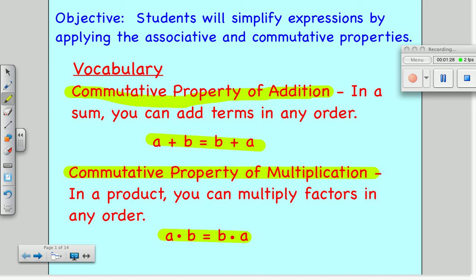Commutative means you can change the order and it's still going to net you the same result. So, regardless of what numbers these are, when I add in any order, I still get the same result. 4 plus 8 is 12. 8 plus 4 is 12. When I multiply, I get the same result. 8 times 4 is 32. 4 times 8 is also 32. That's the commutative property. Okay, pause if you need to, wherever you need to in the lesson, and write down what you need to write down.